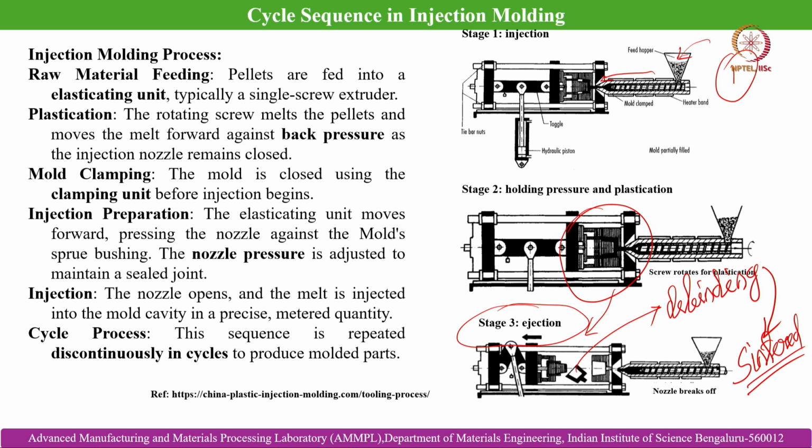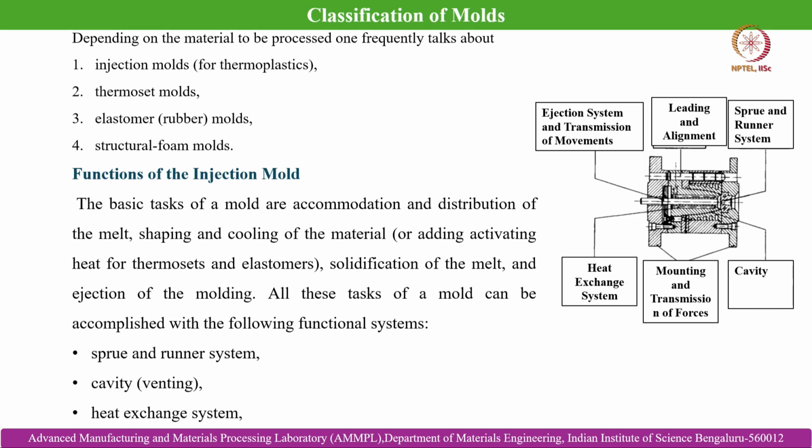So, after raw material feeding, then plastification, then mold clamping, injection preparation, and then the actual injection. This is a cyclic process. The sequence that we have discussed is repeated continuously in cycles to produce molded parts. Depending on the material to be processed, one frequently talks about injection molds for thermoplastics, thermoset molds, elastomer or rubber molds, and structural foam molds.